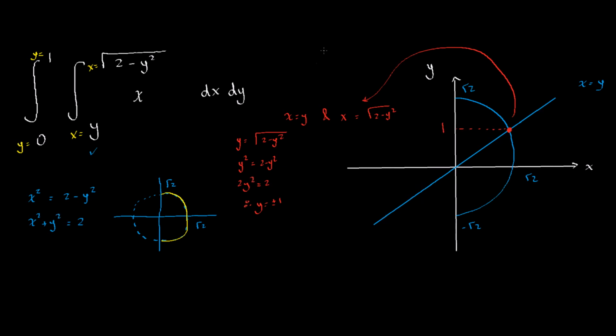Okay, so now let's sketch the y limits. We have y equals 0, which is just the x-axis. So this is y equals 0. And we have y equal to 1, which is going to be right here.